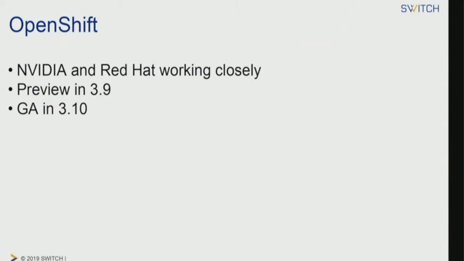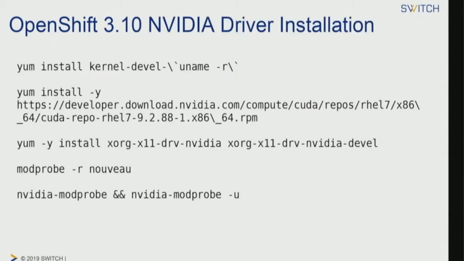So what about OpenShift? Well, OpenShift right now, NVIDIA and Red Hat are really working very closely to try to bring this to version 4. Version 4 of OpenShift will come out anytime soon, I hope. And right now it's in general availability in version 3.10. Right now, the latest version of OpenShift is 3.11, if I'm not mistaken. So it is available. It's something that you can start playing with.